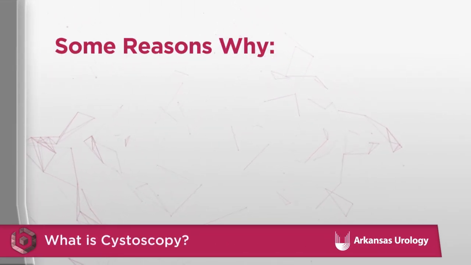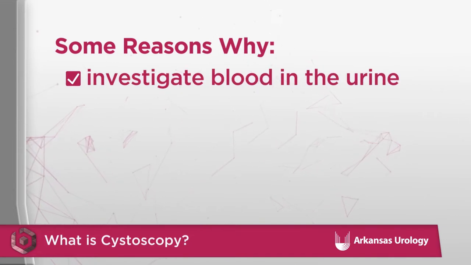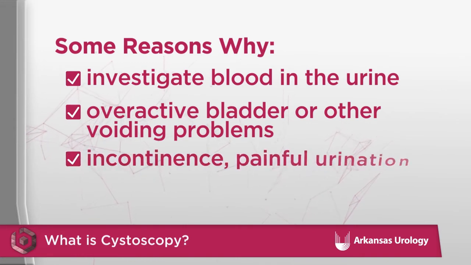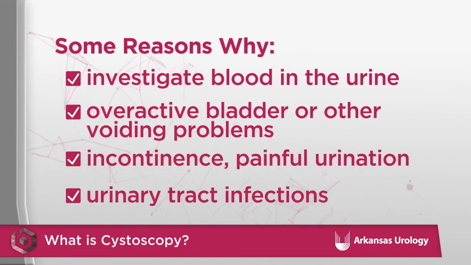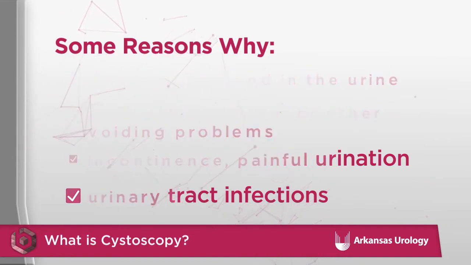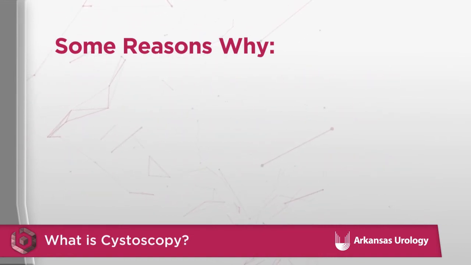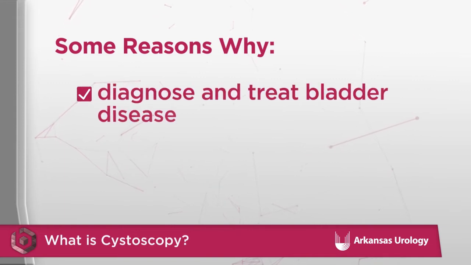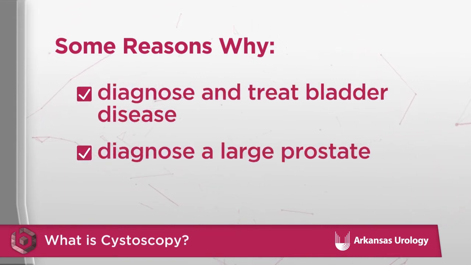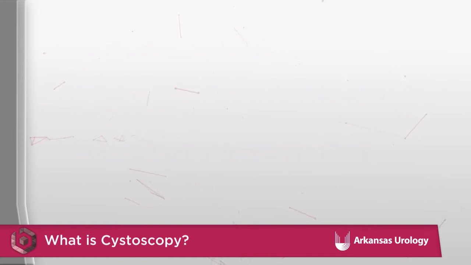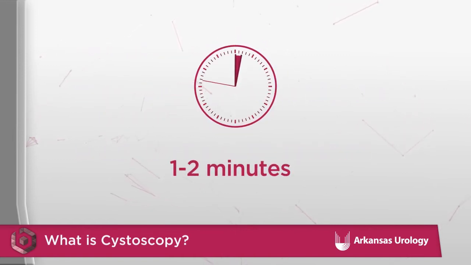In some cases, a cystoscopy is done to investigate the causes of blood in the urine, overactive bladder, after-voiding problems, incontinence, and painful urination. It can also help determine the cause of frequent urinary tract infections. In other situations, the procedure is used to diagnose and treat bladder diseases as well as diagnose an enlarged prostate. No matter what the reason, the procedure is very common and takes only 1 to 2 minutes to perform.